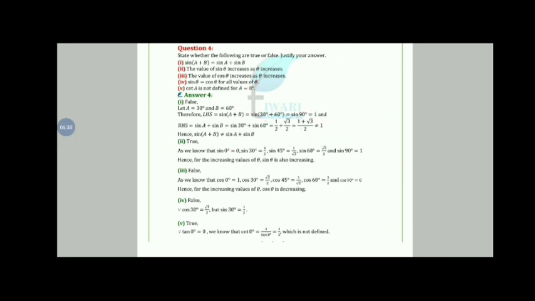Now cot A is not defined for A equal to 0. Okay, tan 0 is equal to 0, so cot 0 will be 1 over tan 0, that means 1 over 0, which is not defined.